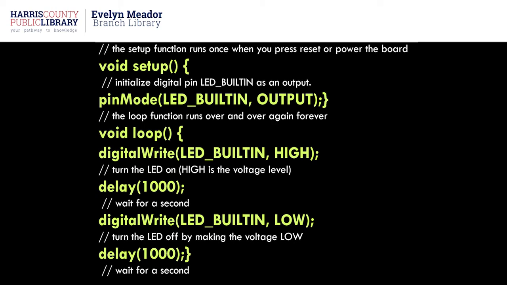Then we're going to delay 1000, which is 1 second. The Arduino counts in milliseconds. Delay 1000 waits for a second. Digital write LED built-in low turns the LED off by making the voltage low. And then we'll delay for another second.